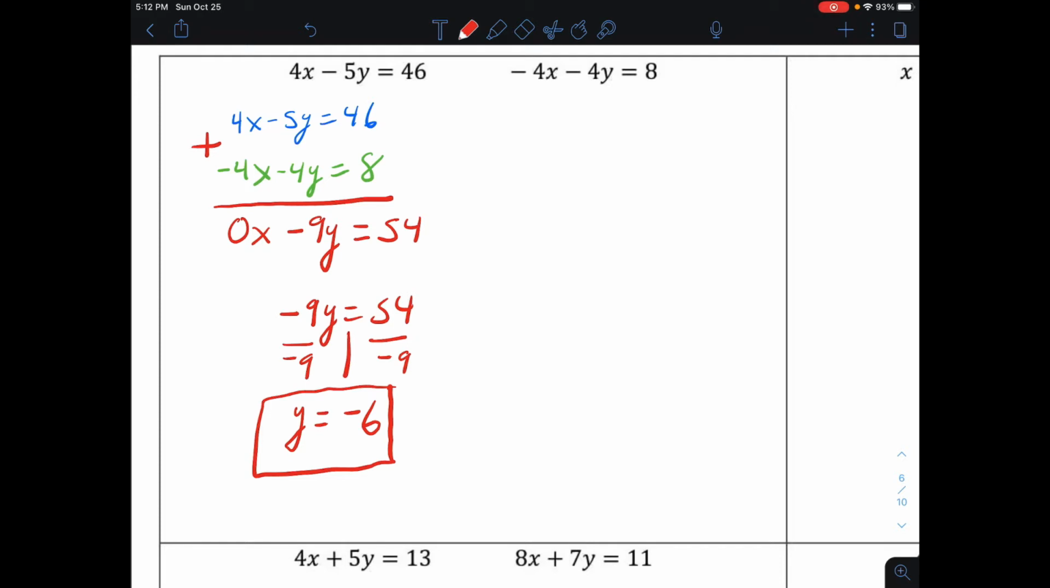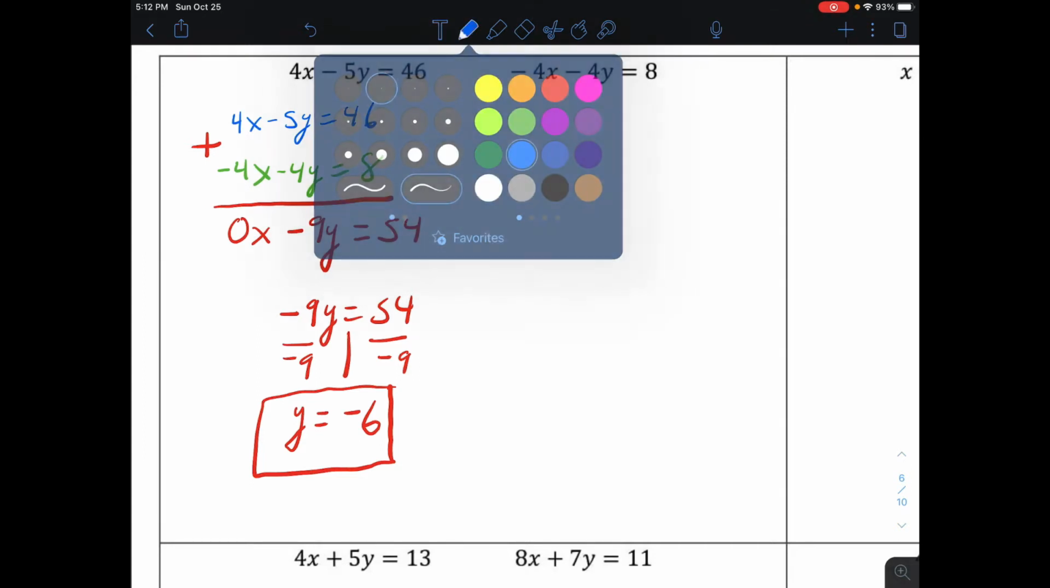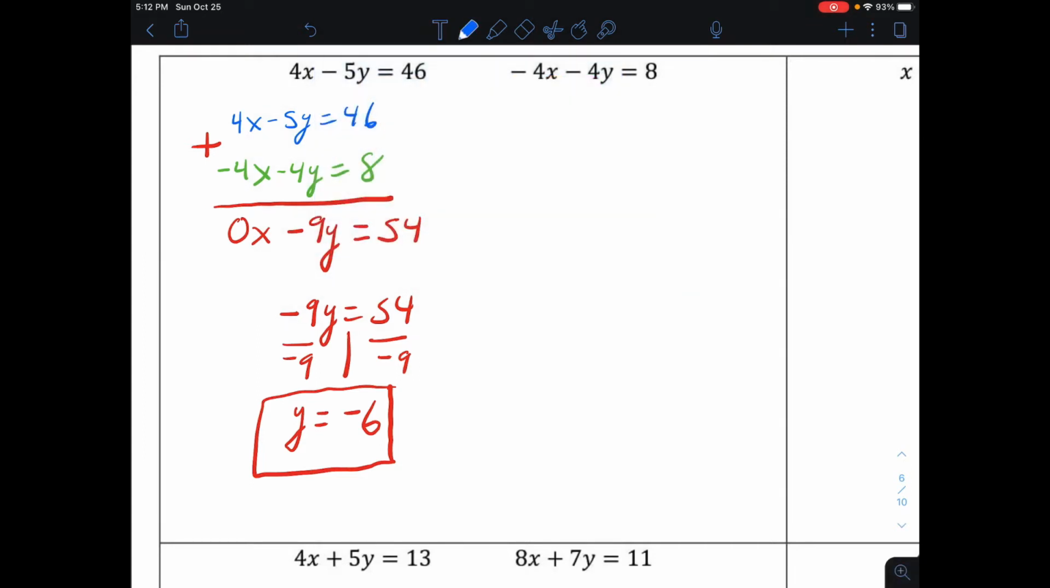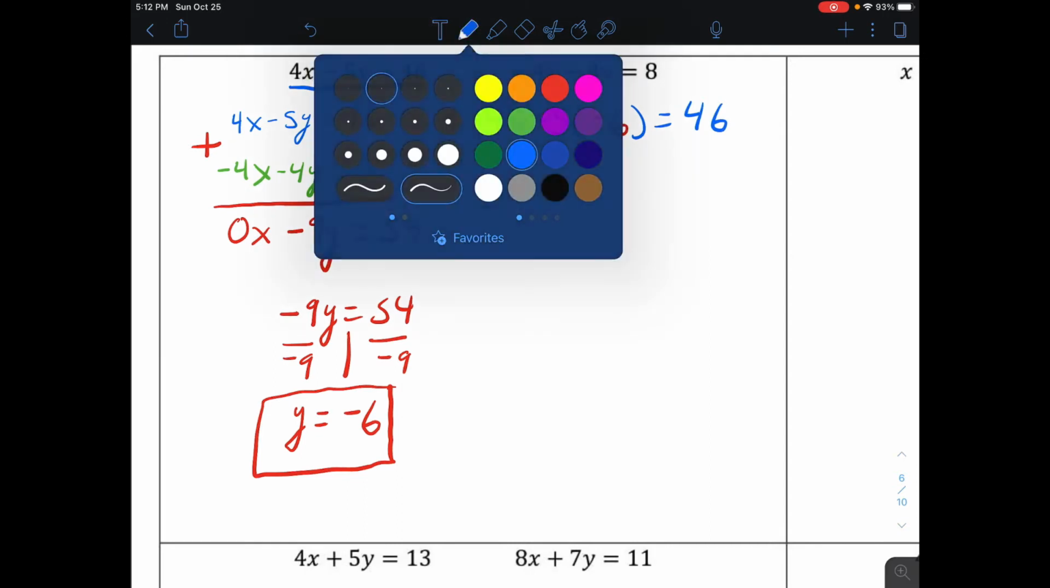Well, what you do from here is you pick one of your two equations to plug that into. It does not matter which equation you use, whichever one you think may be the easiest. I'm just going to pick the first equation that I wrote. There's really no wrong equation to pick here. So I'm going to say 4x minus 5, but I'm not going to write y, because where y is, I have to put the y value that we just got, a negative 6. And then we're going to solve this for x.